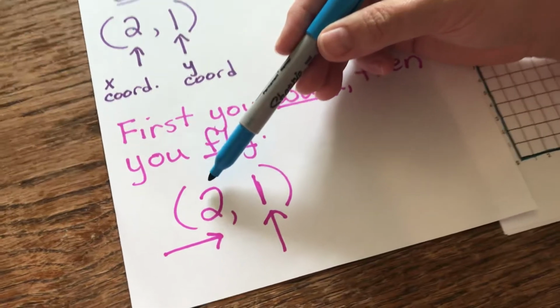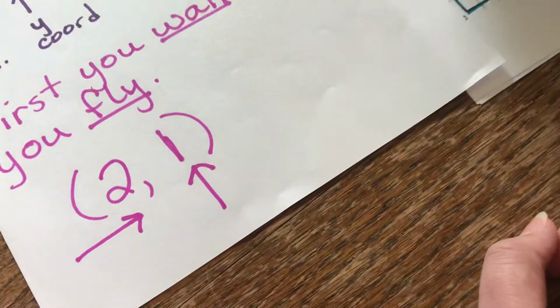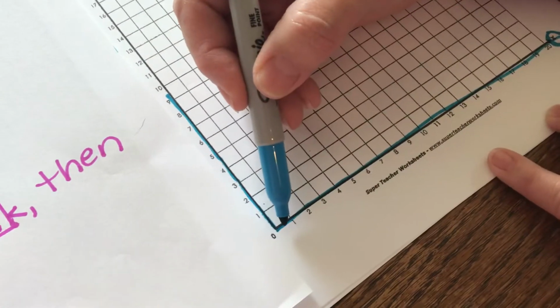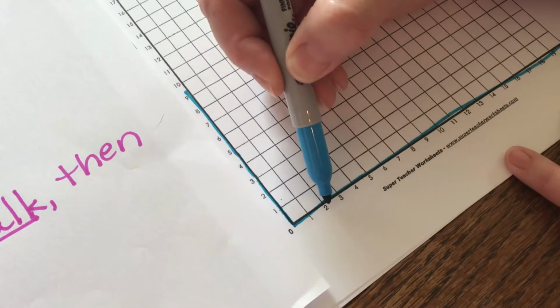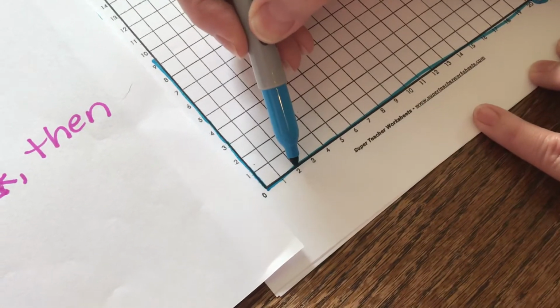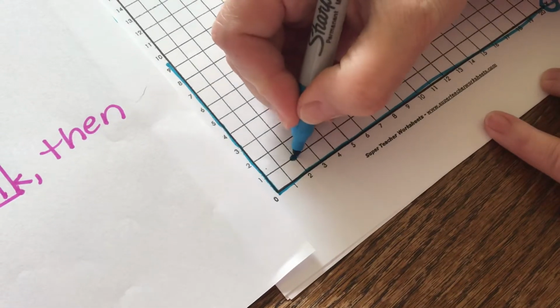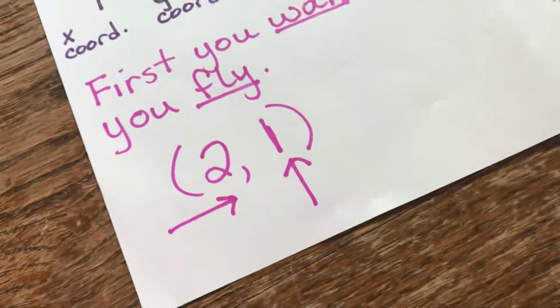So the ordered pair that I started with was 2, 1. First I'm going to walk. I'm going to use that x-coordinate first. I'm going to go over 2. Then I'm going to fly. I'm going to go up just like a bird flying. And my second number is 1. So I go over 2, up 1. That is the spot that goes with my ordered pair 2, 1.